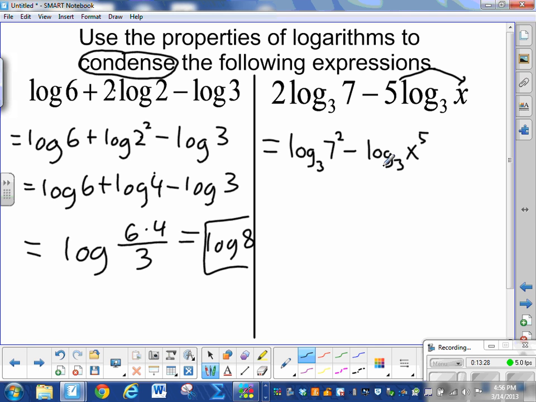Okay, exponents are done. Now we're going to look for either the product property or the quotient property. There's a subtraction, so there is a quotient property. So it's going to be log base 3 of 7 squared, which is 49, so I'll put a 49 on the top. On the bottom is x to the 5th, so that's just going to stay x to the 5th. A lot of times people put parentheses around it just to make sure you know you're taking the log of this entire thing. I'm okay if you leave it off, but it looks nice if you put it on. All right, so that's condensing.